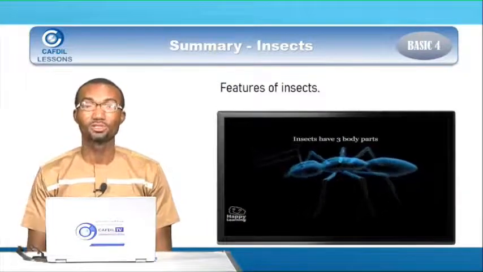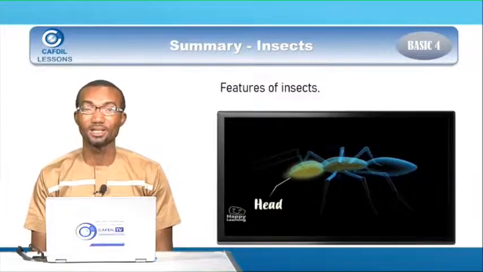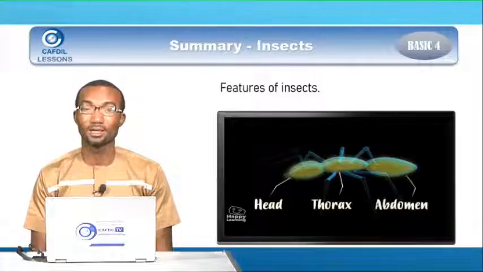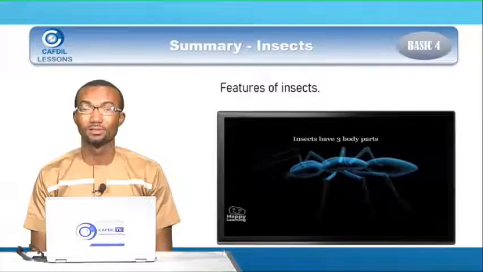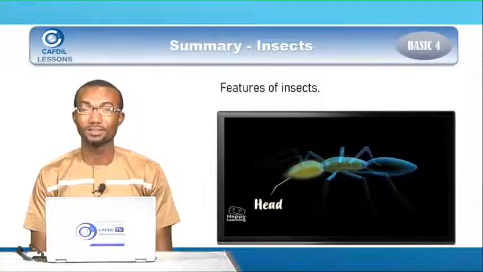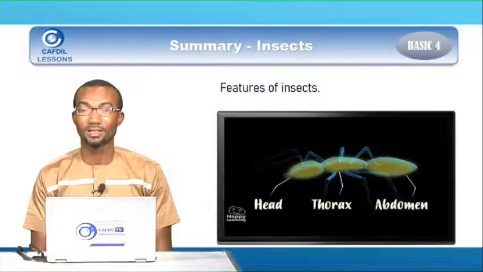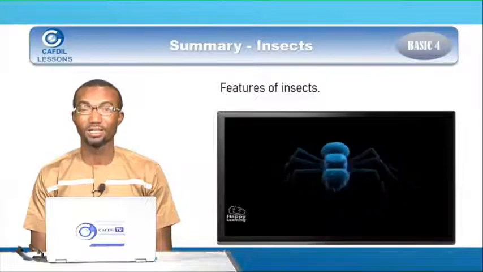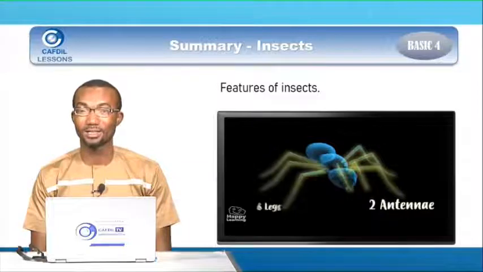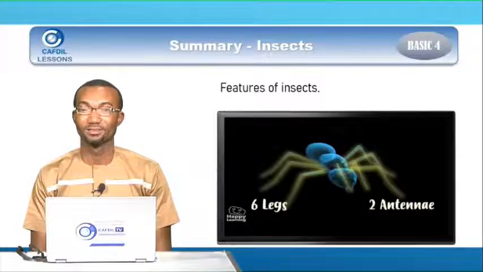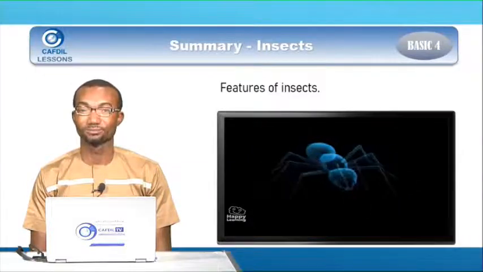We also looked at features of insects, and we said they have 3 body parts: head, thorax, and abdomen. They have head, the middle part, thorax, and then abdomen. These are the parts of an insect. They have 2 antennae and they have 6 legs. These are some of the features of an insect.